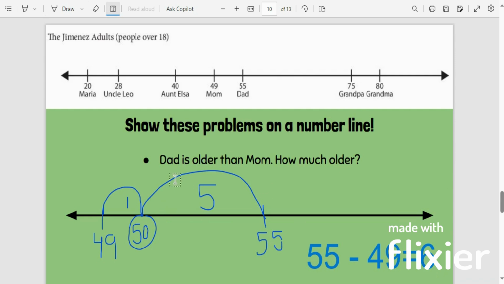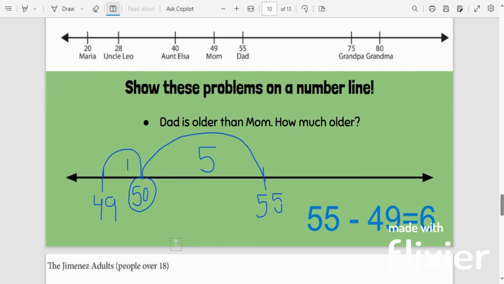The biggest thing you want to remember as you're doing this is to label your hops as you go and label where you land on your number line.